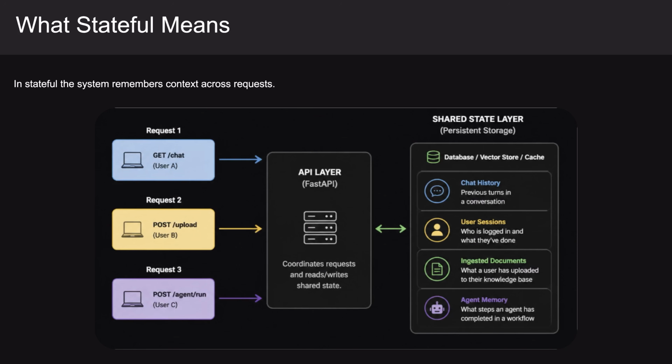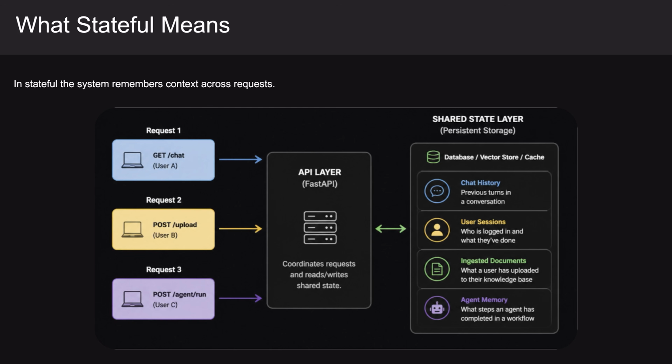Now look at this diagram. Same three requests coming, but now there's a single API layer in the middle coordinating all of them, and a shared state layer on the right. Look at what's stored there. Chat history, previous turns in a conversation, user sessions, who is logged in and what they've done, ingested documents, what a user has uploaded to their knowledge base, agent memory, what steps an agent has completed in a workflow.